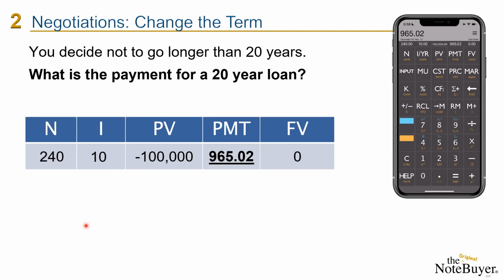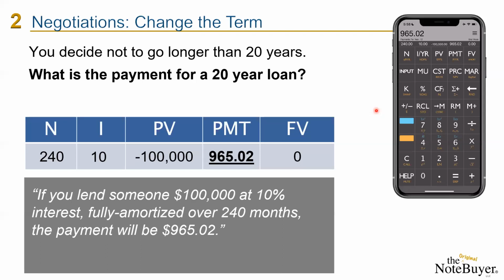See how it's handy just to leave those numbers in there, because you can look right up here and know what is in there. So you're not trying to guess. You don't have to keep doing that recall thing. Now, what does this tell you? If I look at these 5 numbers, it tells me that if I lend someone $100,000 at 10% interest, fully amortized over 20 years, then the payment would be $965.02.